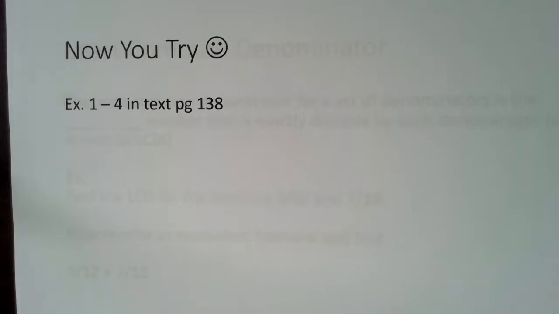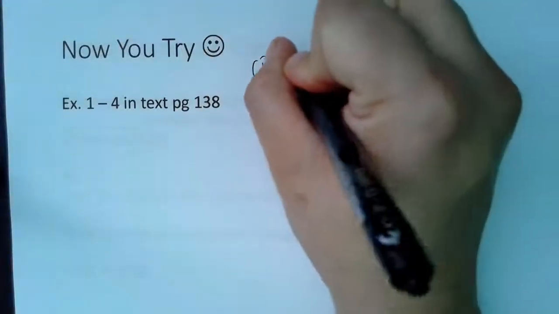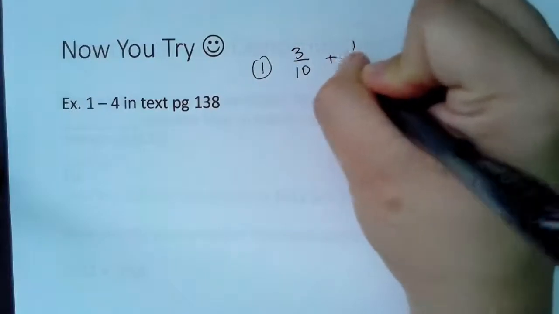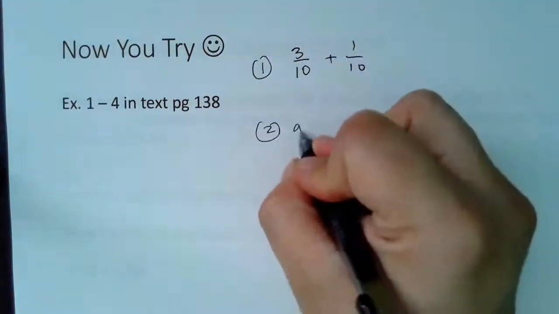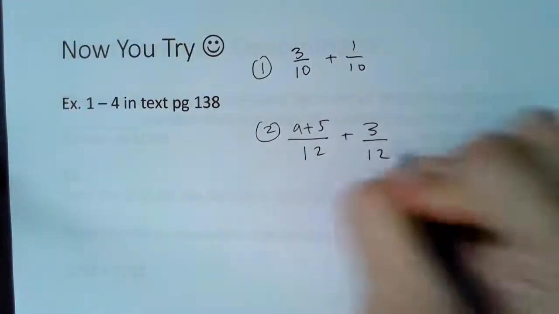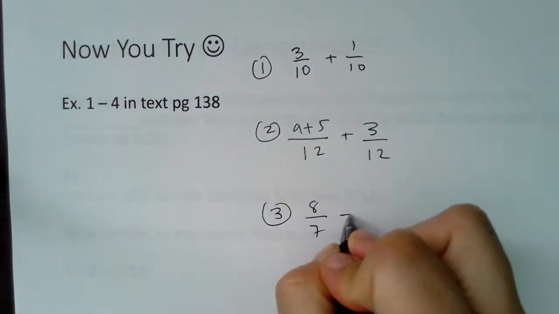Okay, so it says, now you try examples 1 through 4 on page 138. So let's go ahead and do some together. So we have here, let's find the sum or difference. Number 1, let's do on the practice problems on the side. So 3/10 plus 1/10. Number 2, 5 over 12 plus 3 over 12. Number 3 is 8/7 minus 5/7.